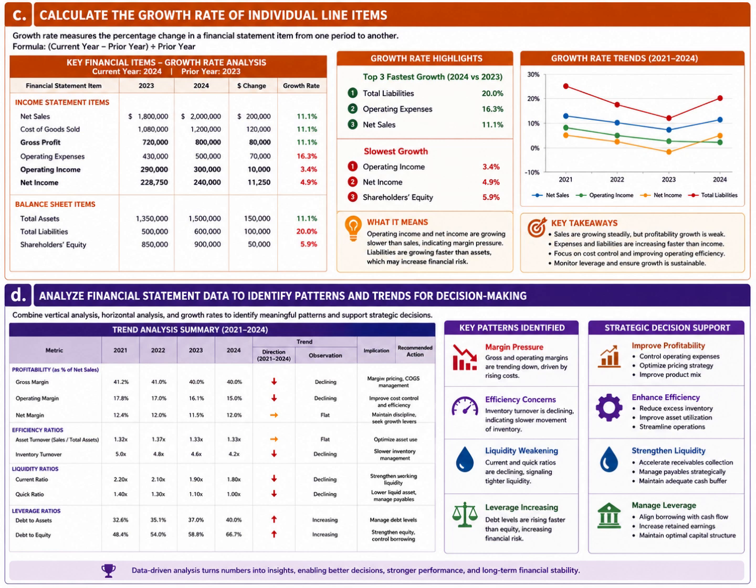Investors and managers assess whether growth is sustainable, profitable, and aligned with strategic goals. Understanding growth drivers allows organizations to prioritize high-return initiatives and manage risk effectively.